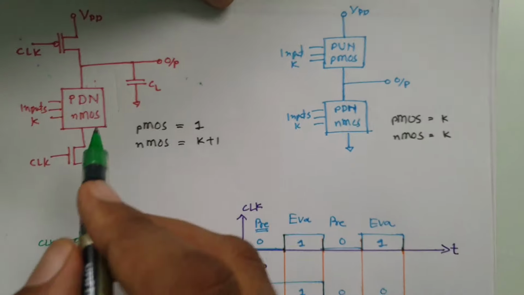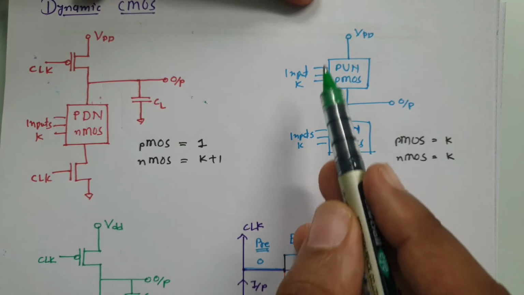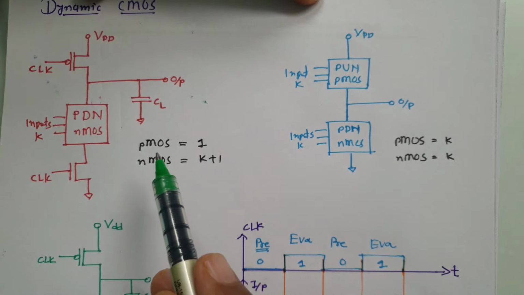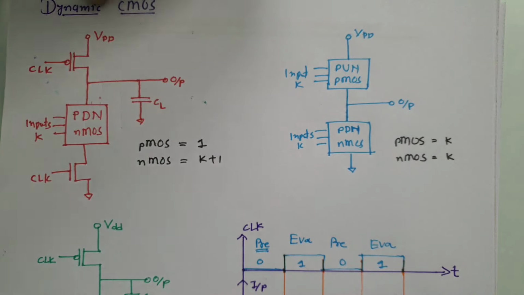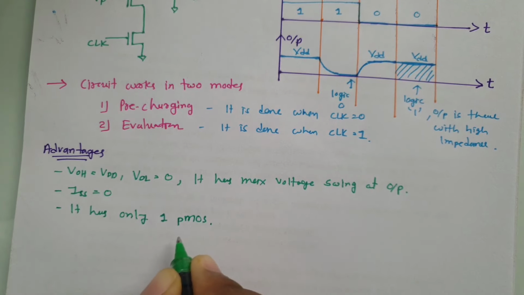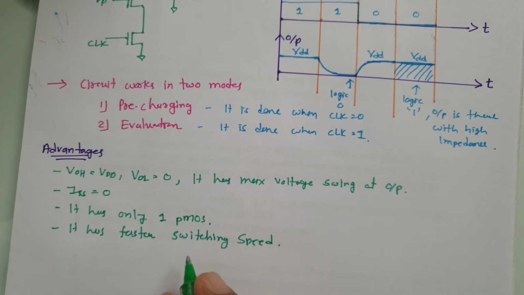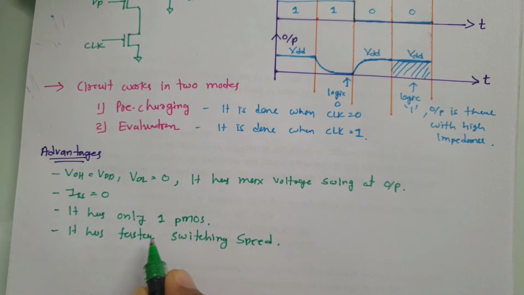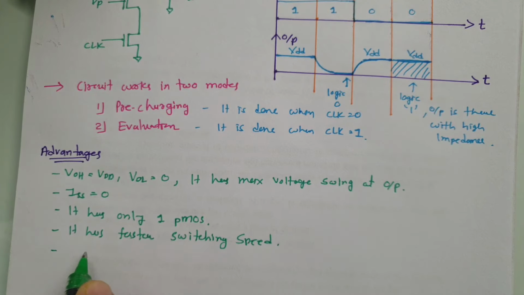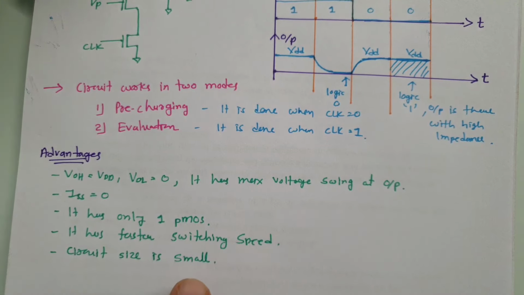Now if you observe its structure, compared to static CMOS, the number of PMOS is very less. It has only one PMOS, and because it has only one PMOS, its switching speed is fast. And as PMOS is larger in size and it has only one PMOS, the circuit size of dynamic CMOS will be small. So these are the advantages of dynamic CMOS. One more advantage one can say, it has less capacitance loading compared to static CMOS.